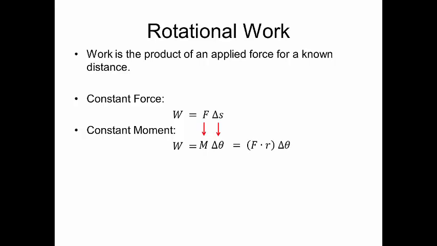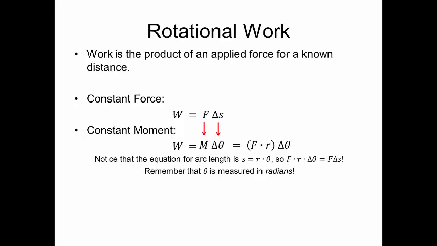We can represent a moment as a force times a moment arm, or a radius. We can write our work for a constant moment as a force times a radius, or a moment arm, times a change in angle. Notice that the equation for arc length is S equals r theta. So a force times the moment arm, radius, times a change in angle is equal to the same thing as a force times a distance. The only difference is that our distance in this case is an arc length instead of a linear distance. Also remember that theta in this equation is measured in radians. If we put degrees into this equation, then we'll get the wrong answer.